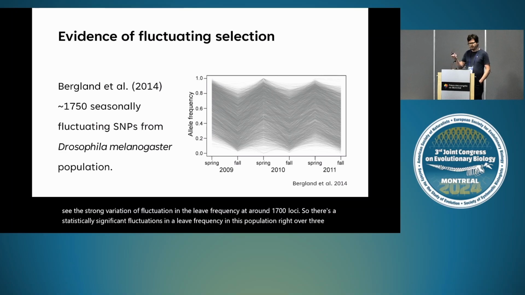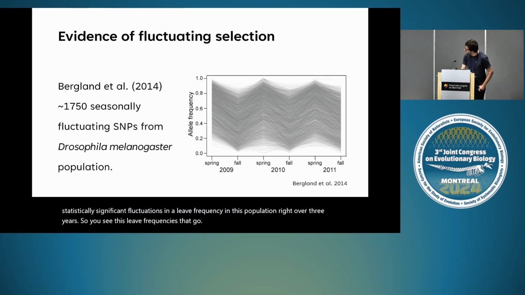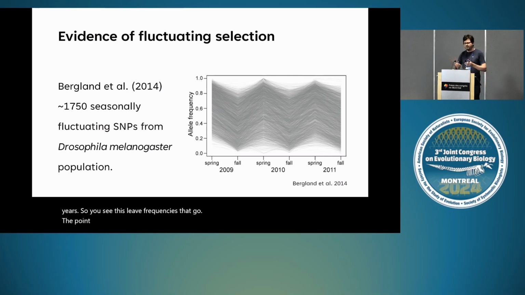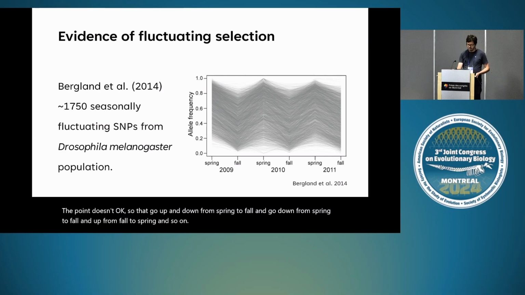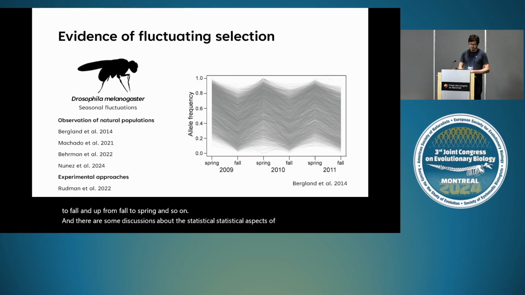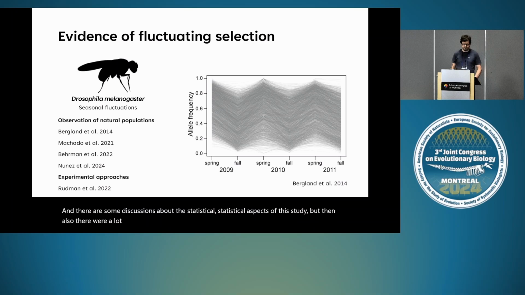So you see these allele frequencies that go up and down from spring to fall, and down from spring to fall, and up from fall to spring, and so on. There were some discussions about the statistical aspects of this study, but there were also a lot of confirmations of this general pattern in Mercado et al. in 2021. They found similar patterns in European populations of Drosophila.